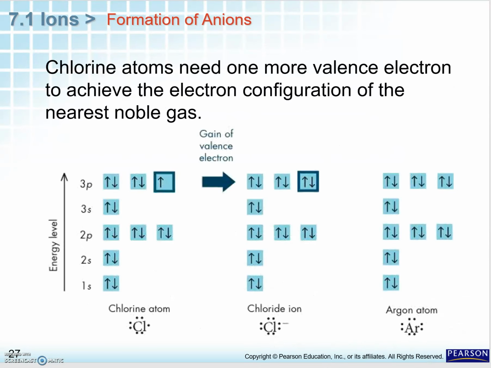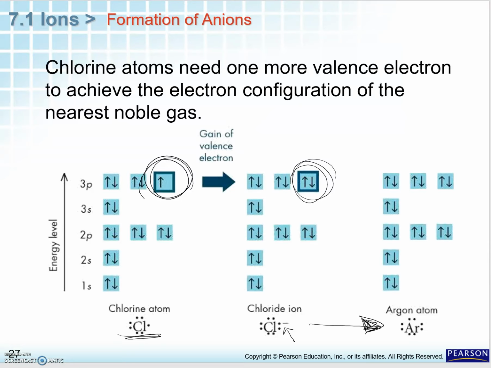And if you want to compare it to that of the nearest noble gas, here's how chlorine starts, and it needs 1 more valence electron to get to that full octet. Remember, octa means 8. And so it'll gain that 1 valence electron, giving it a negative charge, and it will be exactly like that of its next door neighbor, argon, which has the orbital diagram as shown.